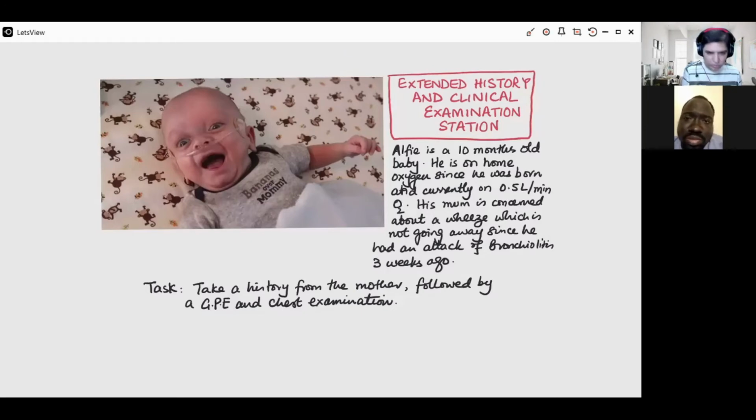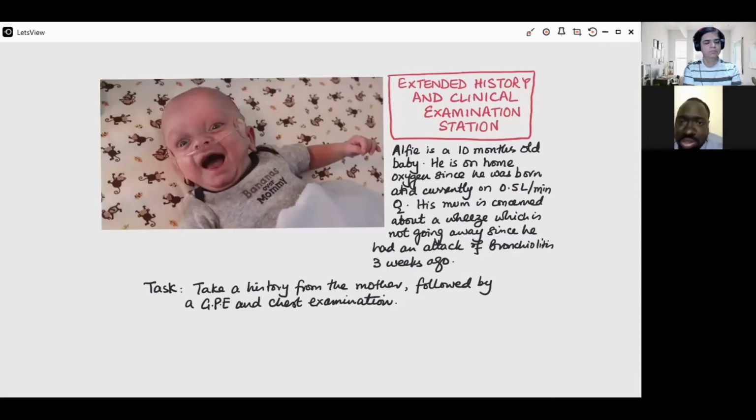Before that, your time is up. Can you present your case? Okay. So I've spoken to Alfie's mom, who was the informant. Alfie is a 10-year-old boy who was brought in today because he's been wheezing. He's been having recurrent episodes of wheezing, but the recent episode started about 3 weeks ago, following which he's had bronchiolitis and the wheeze has persisted since then.